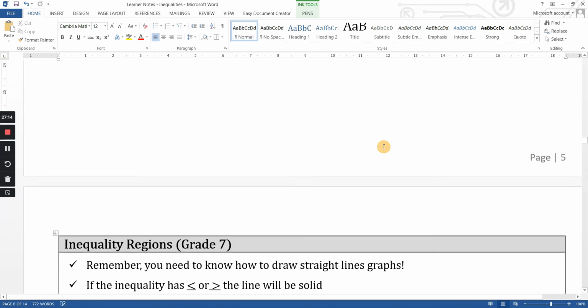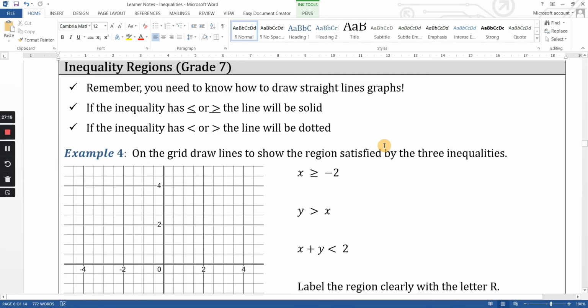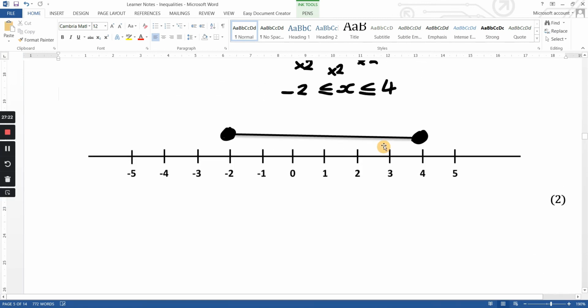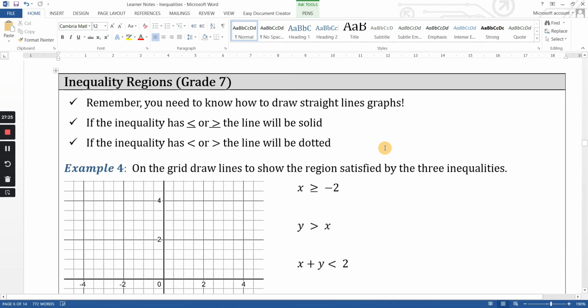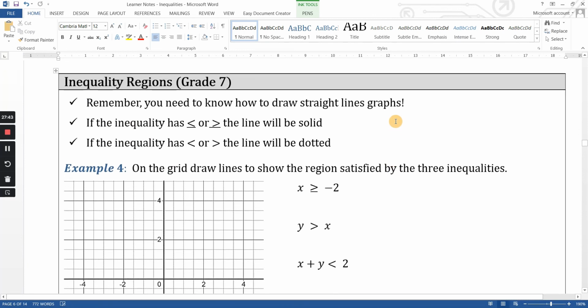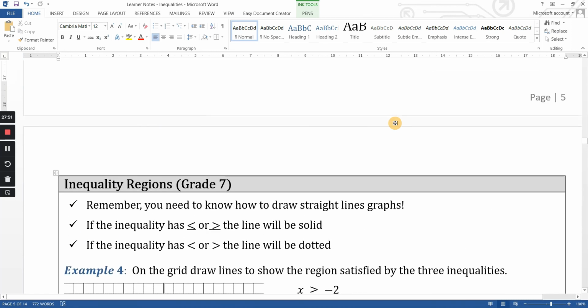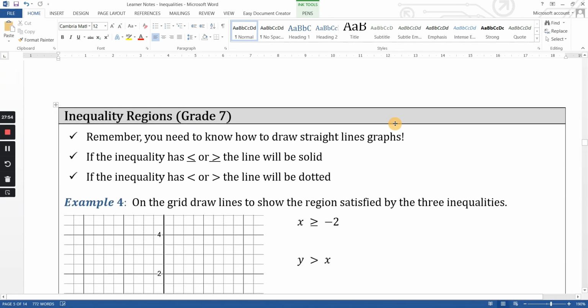So that's inequalities done, and in the next section, in fact I'm going to do this in the second part of the video. So in the second part of the video I'm going to go through regions. It's a little bit unusual, especially if you've never done it before. It is actually a grade 7 topic, I would say. So obviously you need to know how to draw straight line graphs. That's very important for regions, and finding the actual region they're talking about is a little bit tricky, but I'll show you ways of trying to figure it out.